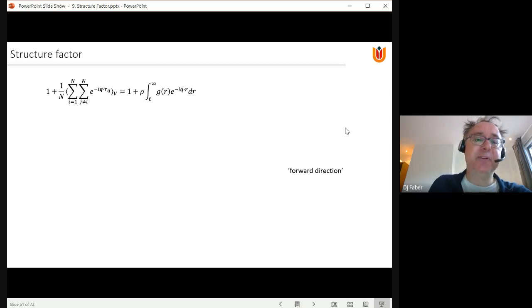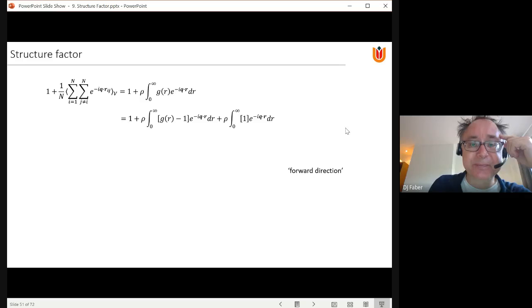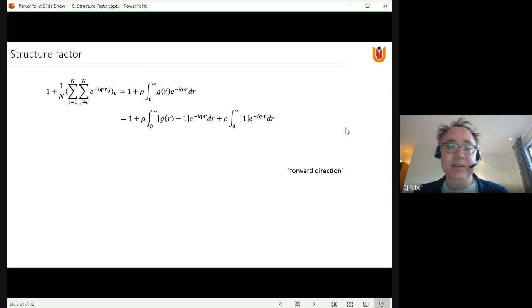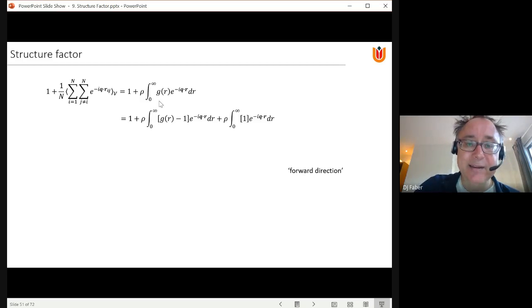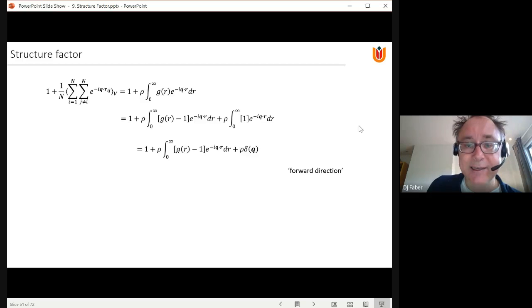Now there's one more manipulation step to get to the definitions as you will find them in a textbook. What we can do is rewrite the pair correlation function as g of r minus 1 plus 1, and then split the integral in two. So g of r minus 1 is going to be the argument of one of the integrals, and the one that we have to add back is going to be the argument of the second integral. So g of r minus 1 plus 1 is the same as g of r.